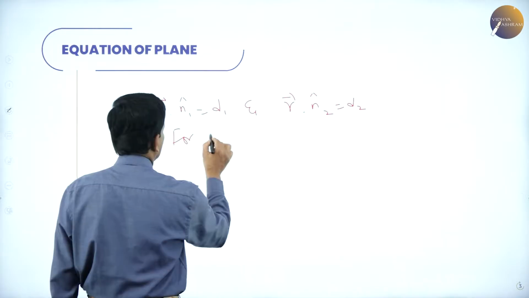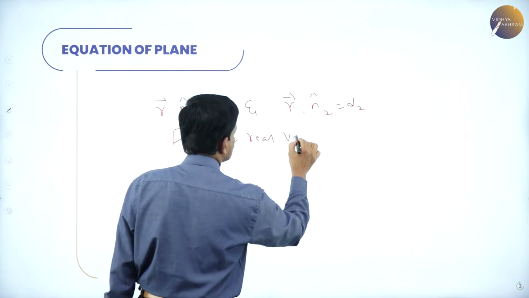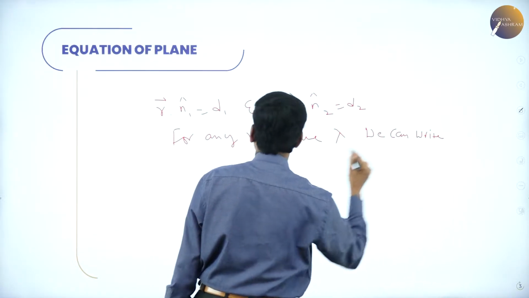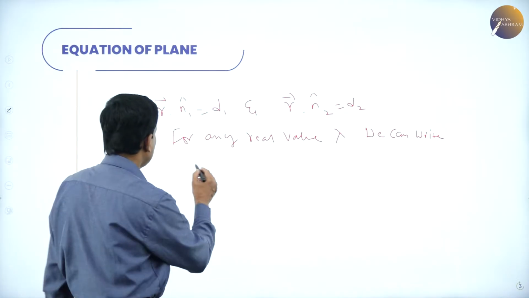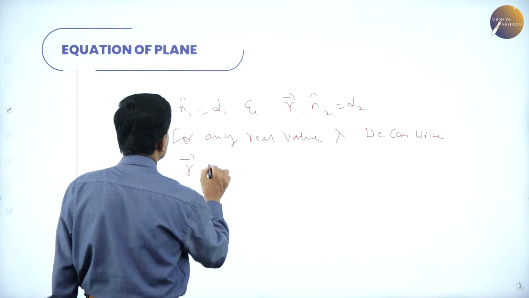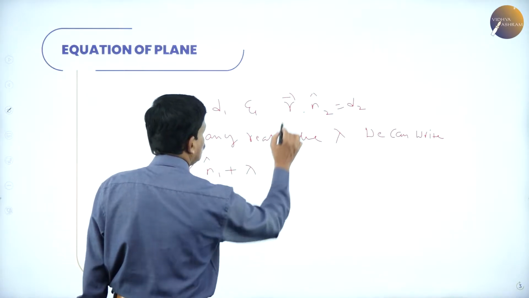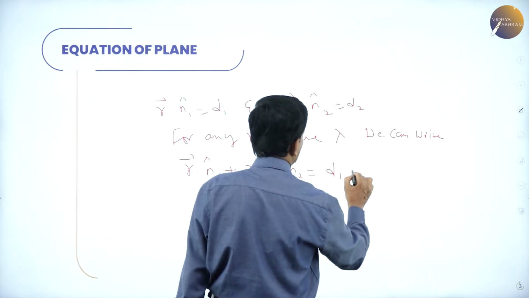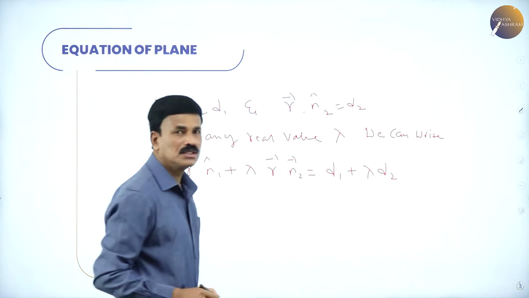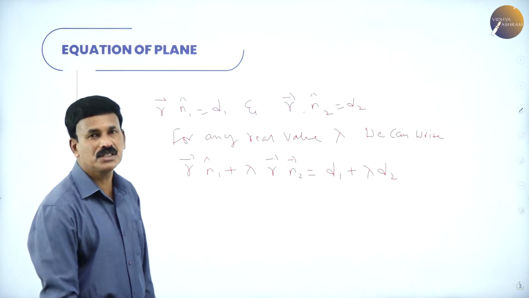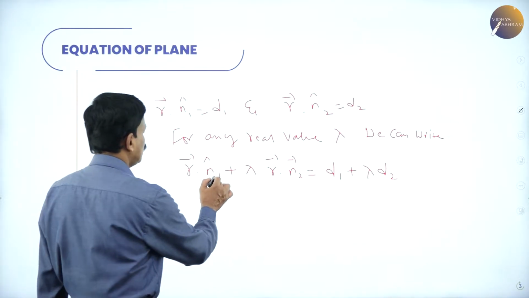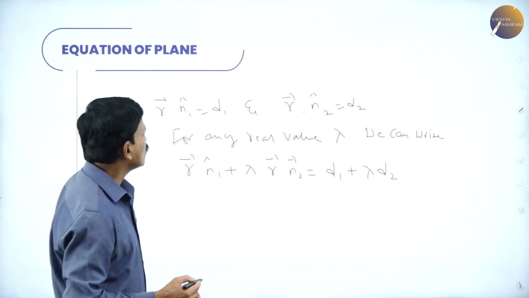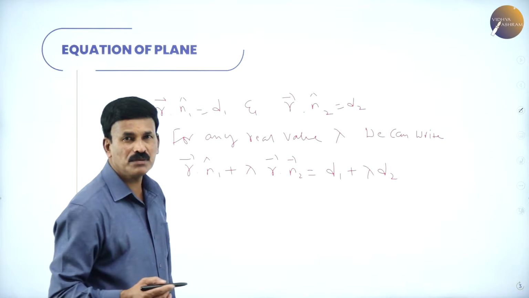Now let us consider any real value lambda. For any real value lambda we can write r dot n1 plus lambda into r dot n2 is equal to d1 plus lambda into d2. So for any real value lambda we can write the equation as r dot n1 plus lambda into r dot n2 is equal to d1 plus lambda into d2.